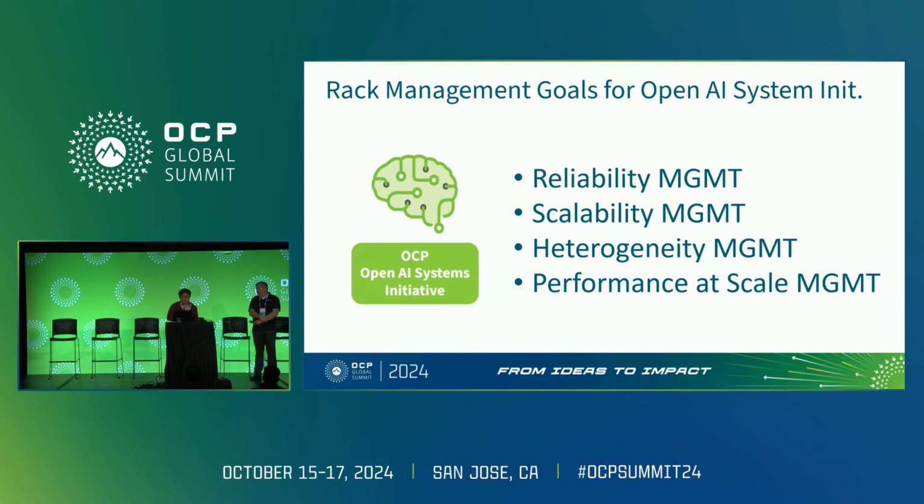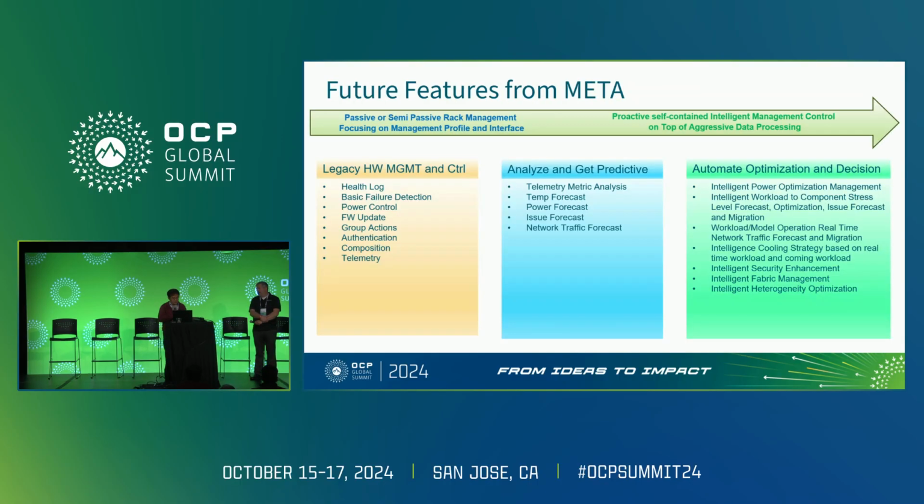The third one is heterogeneous management. We need to ensure the infra is able to handle diverse devices, different architectures, and even different types of data sources. The last one is performance at scale management. We need to ensure we optimize performance at huge scale without any compromise.